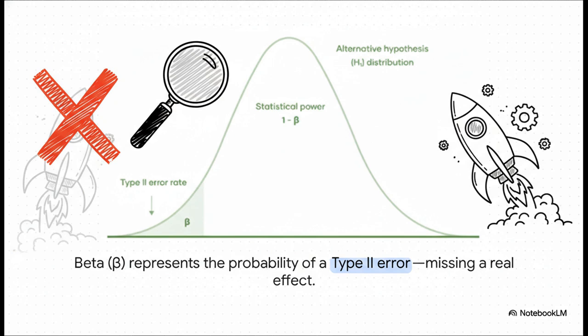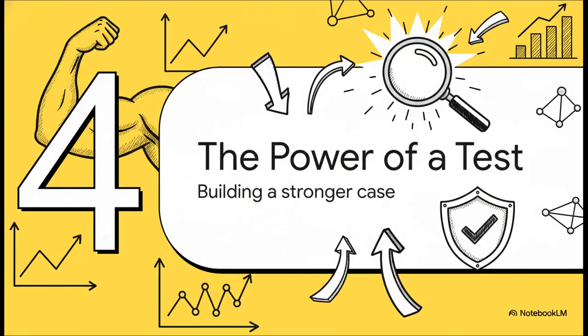Think of it as the risk of being blind to a truth that's right in front of you. If a study has a high beta, it's pretty likely to miss the very thing it was looking for. And obviously, nobody wants that. Okay, so if we don't want to let a real, true effect get away, how do we fight back?